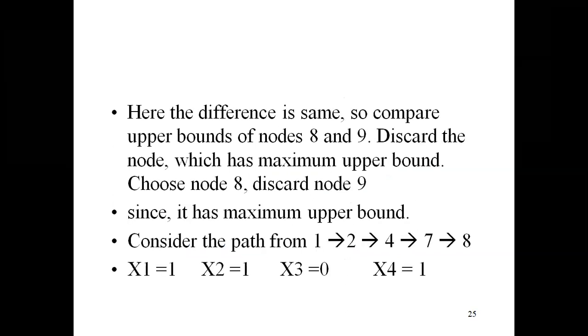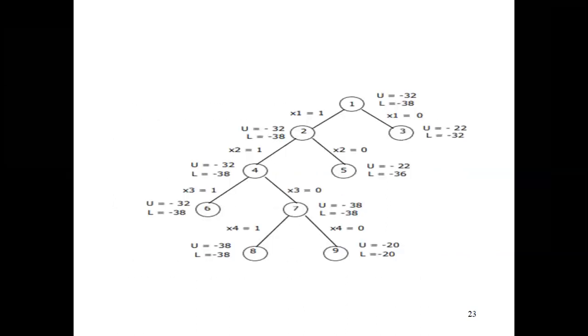So here the difference is same. So compare upper bounds of nodes 8 and 9. Discard the node which has maximum upper bound. Choose node 8. Discard node 9. Since it has maximum upper bound, consider path from 1 to 4, 7, 8. 1, 2, 4, 7, 8. In this figure, we have 1, 2, 3 is not considered, only 4 is considered. That is 1, 2, 4, 7, 8. This path is considered.